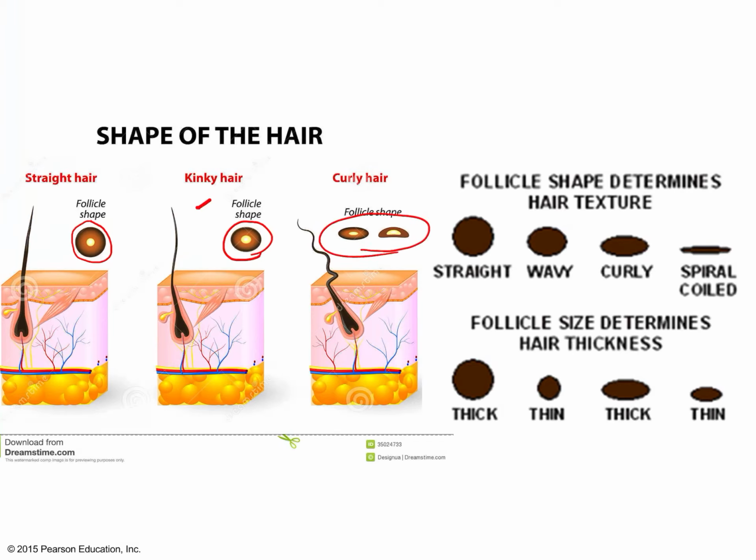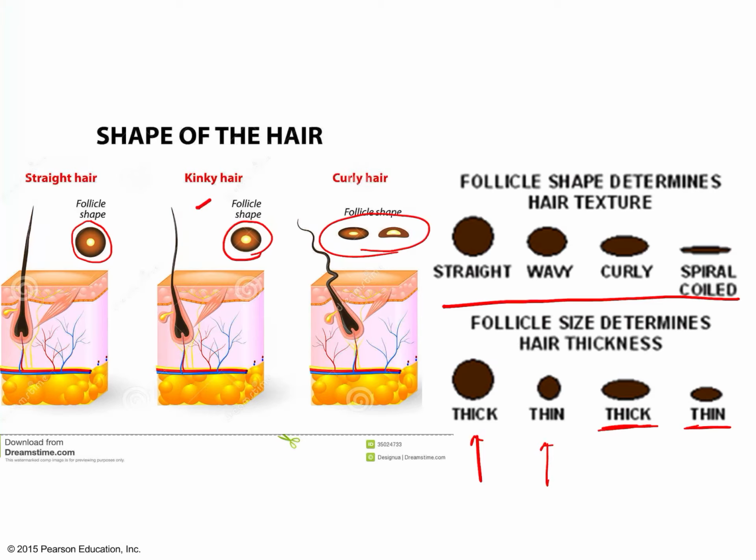So you can see the shapes of your hair, and also people have different thicknesses of each hair. So you can have thick hair, that means you have a large follicle. You can have thin, smaller follicles. This would be like a curly, thick-haired person. This would be a curly, thin-haired person.